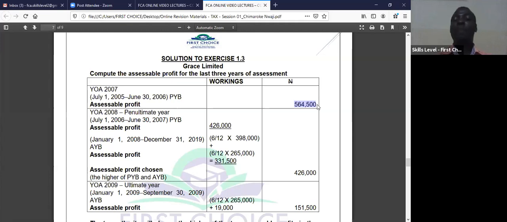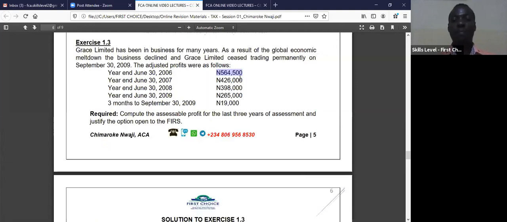Normally, you will not know that it is a penultimate year until you get to the ultimate year. Now, when you have realized that this is a penultimate year, naturally, you would have done preceding year basis, just like you did here, because you never know the business was going to end. You prepared your account on going concern. Now, this is the going concern, the preceding year basis, July 1, 2006 to June 30th, 2007, because this is 2008. You go here, that is the figure here.